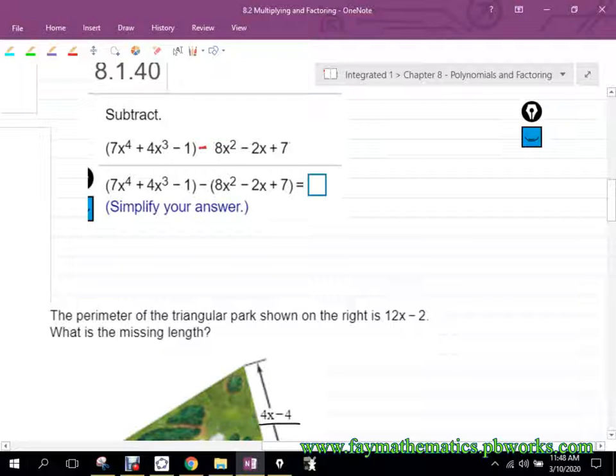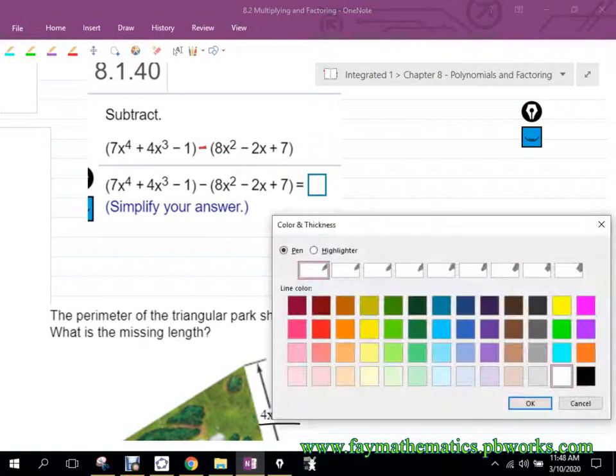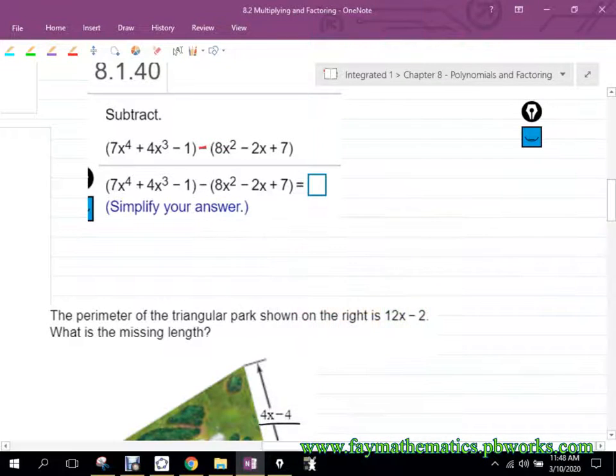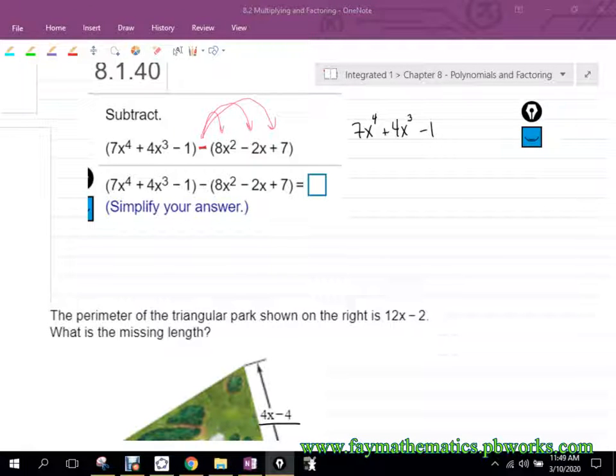Does that make sense? First thing, you always have to distribute. So I want you to distribute that negative to there, and to there, and we're going to rewrite. So it's going to be rewritten as 7x to the fourth plus 4x cubed minus 1, right? The first part doesn't change at all.